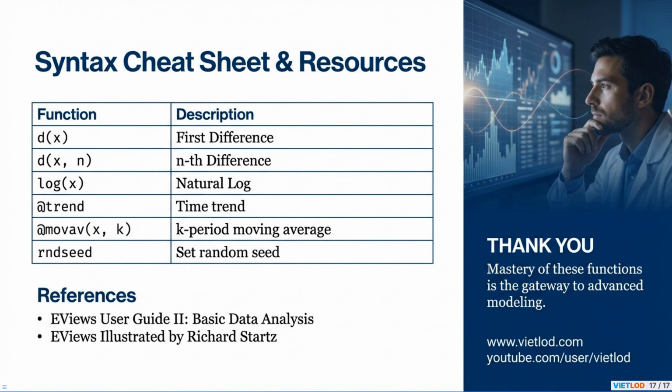In our results, the p-value is 0.0021, which is much less than 0.05. Therefore, we reject the null and conclude that our data is stationary. This process is circular. We diagnose, transform, and then test. If the test had failed, we might need to apply another transformation, such as a second difference, d of x, 2.